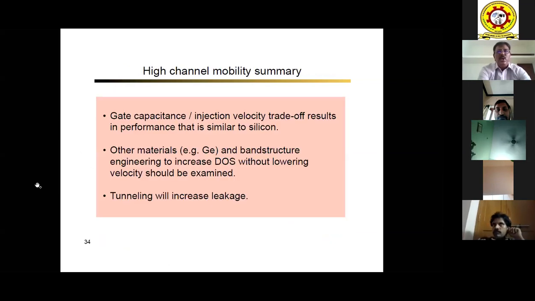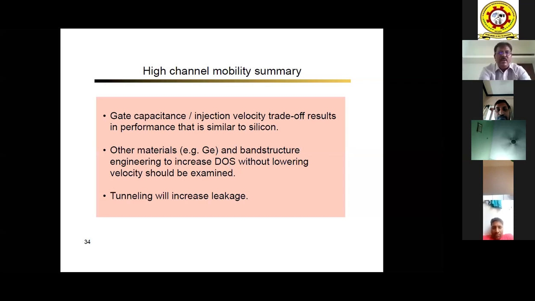Okay, so we would like to now summarize the high channel mobility candidates. Gate capacitance and injection velocity are a trade-off, resulting in performance that is similar to silicon. Other materials like germanium, and band structure engineering to increase the DOS without lowering the velocity, is the research gap here. If one can implement these things, then it can be considered a novelty.